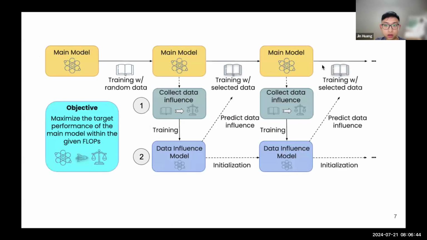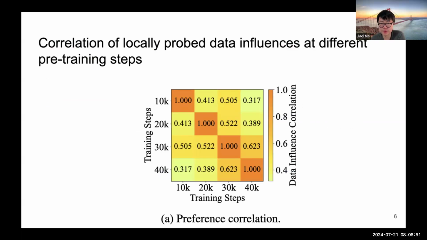Okay. And here is just to clarify: when you say the correlation of data influence, you are fixing some validation data points, and then you calculate the influence of the training data points on those validation data points, and then you calculate the correlation of the training data influence scores between two different steps. Is that what is done here?